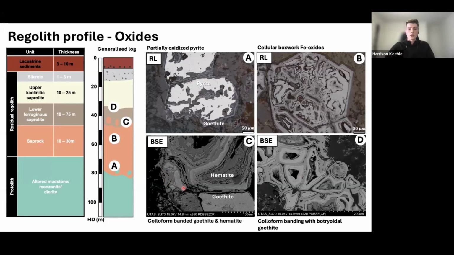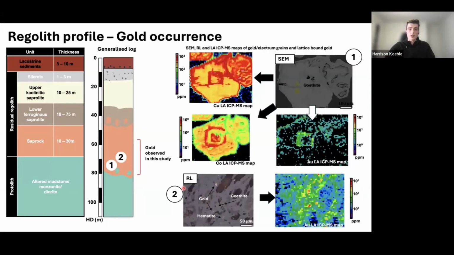To combat that, we took some LA-ICP-MS multi-element maps with particular focus on the iron oxide grains, because that was the theory as to where the gold was located. You can see some of those maps here on the right. You can see it's pretty high-grade gold right throughout these samples. What we discovered was the majority of the gold was located as lattice-bound gold within the oxides, particularly goethite.